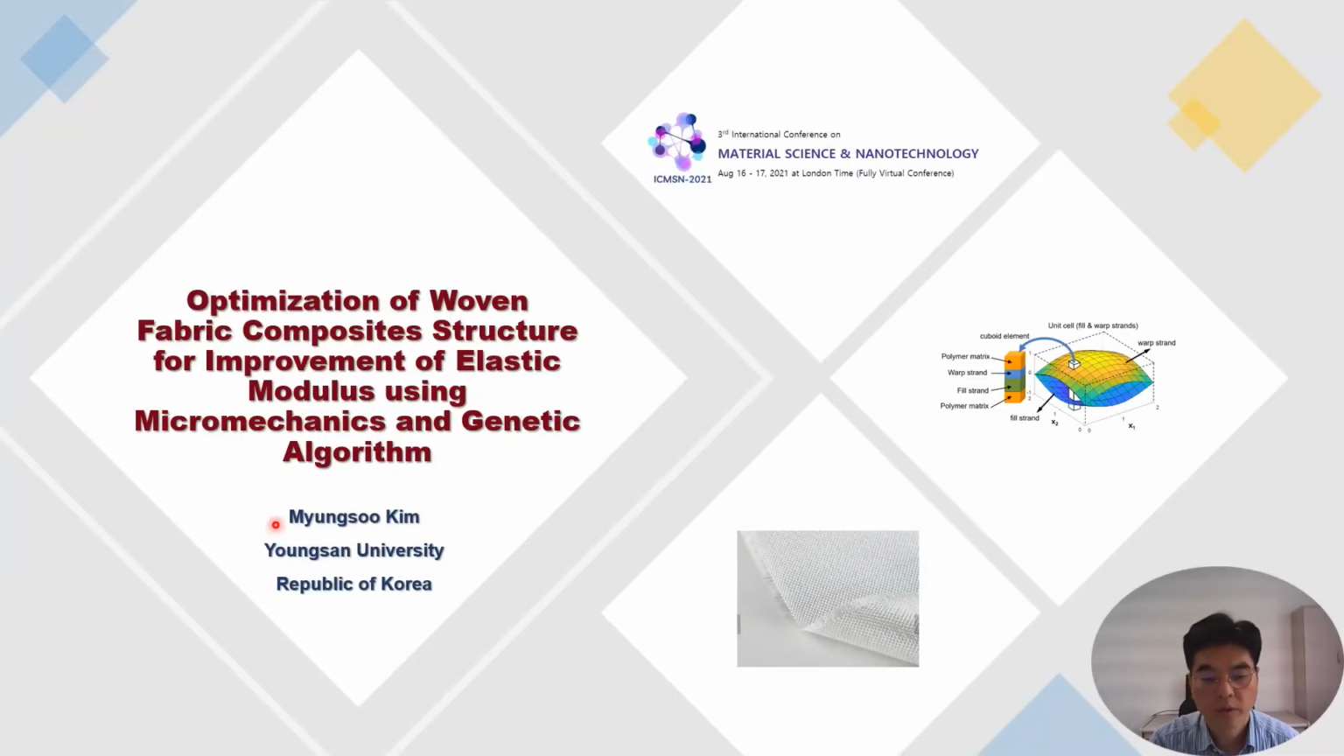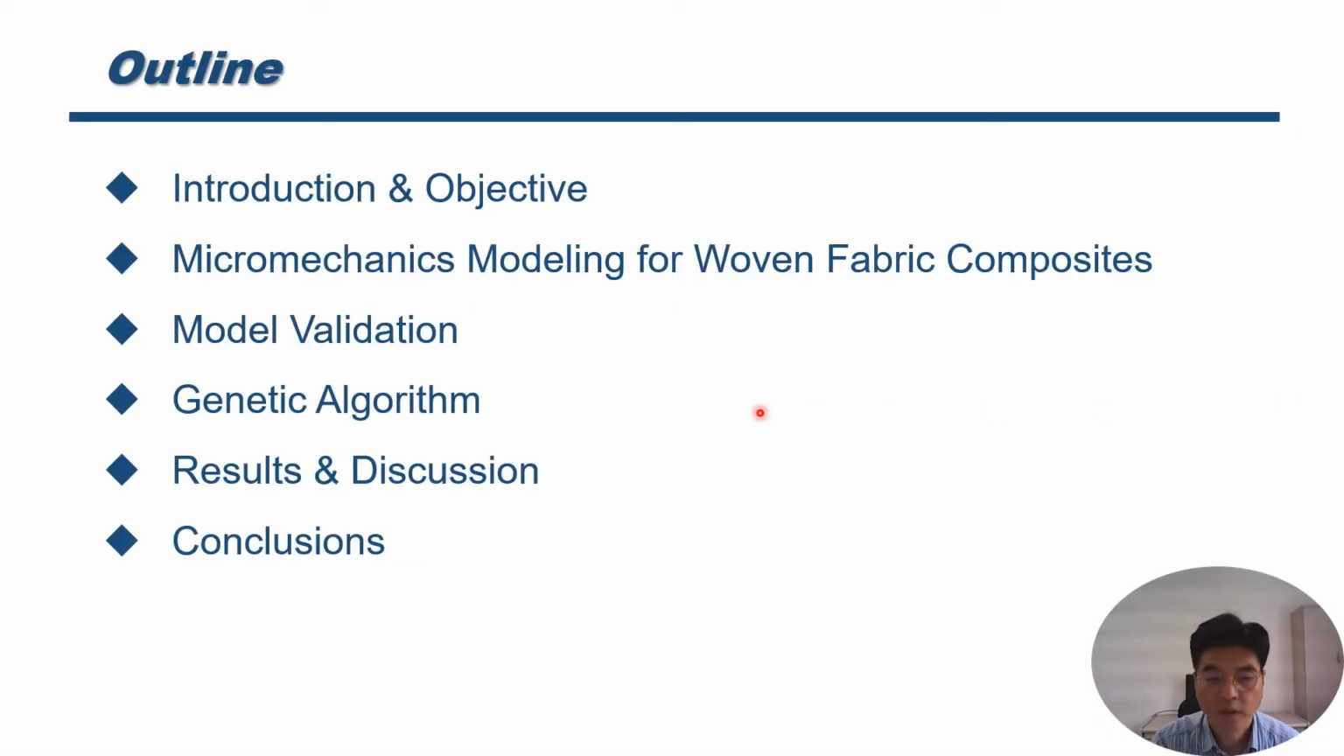My name is Myungsoo from Youngsan University in South Korea. I'm going to present my research work, which is optimization of a woven fabric composite structure for improvement of elastic modulus using micromechanics and genetic algorithm. Here is the outline: introduction and micromechanics modeling, model validation, genetic algorithm, and result and conclusion.